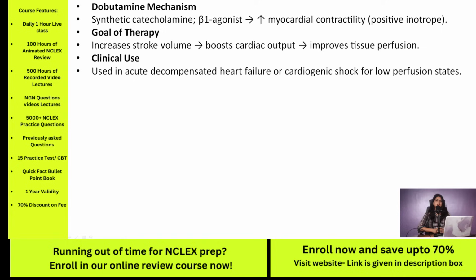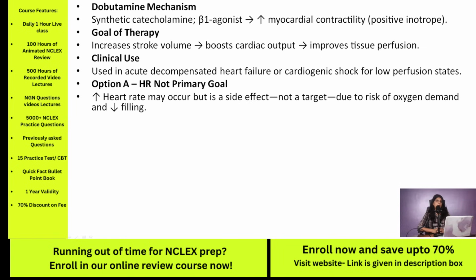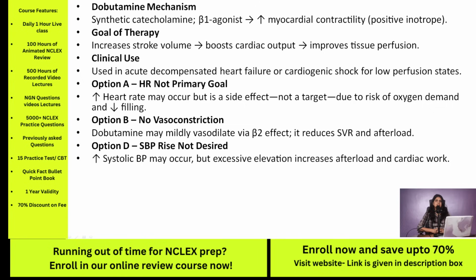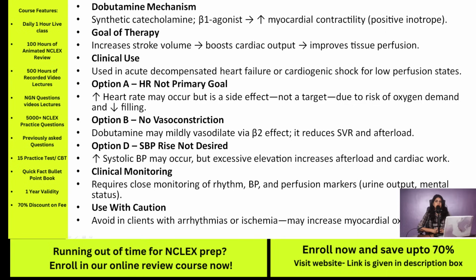The other options do not represent the drug's primary goal. Option A, while dobutamine may cause increased heart rate, this effect is secondary and potentially harmful if excessive. Option B is incorrect, because dobutamine may cause mild vasodilation rather than vasoconstriction. And option D, an elevated systolic blood pressure, is not a targeted endpoint and can increase cardiac workload unnecessarily. Keep your clinical reasoning sharp. Question 38 is coming up next to further expand your understanding of cardiovascular pharmacology.